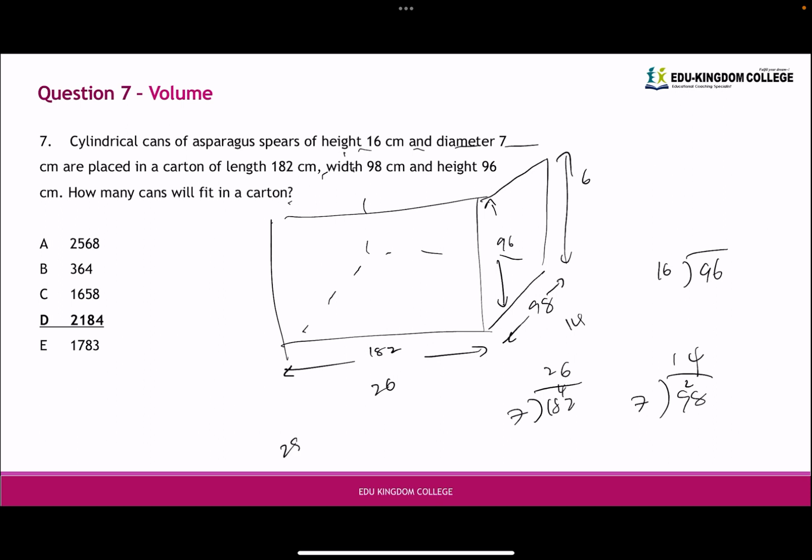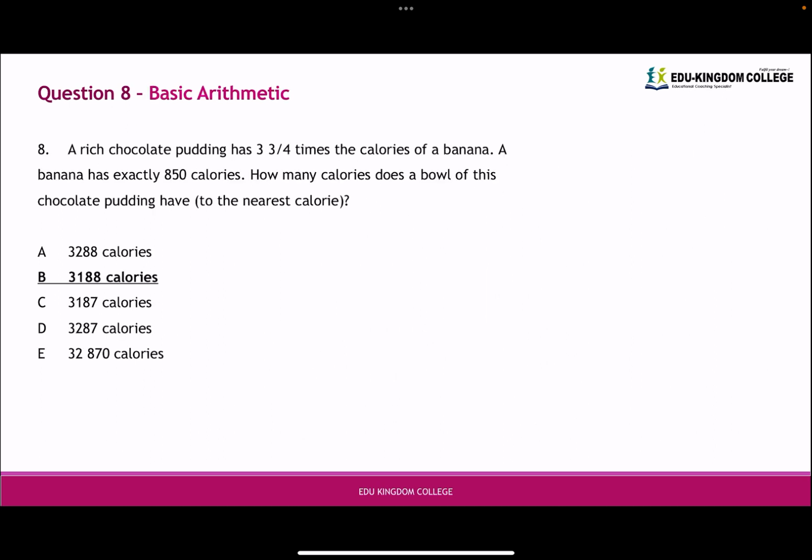So it's going to be 26 times 6 times 14. What's 6 times 14? That is 84, times 26, which would have been 2184. I won't do the maths because it's a bit time consuming. If you want to try it on your own, go for it. You can confirm with the calculator.